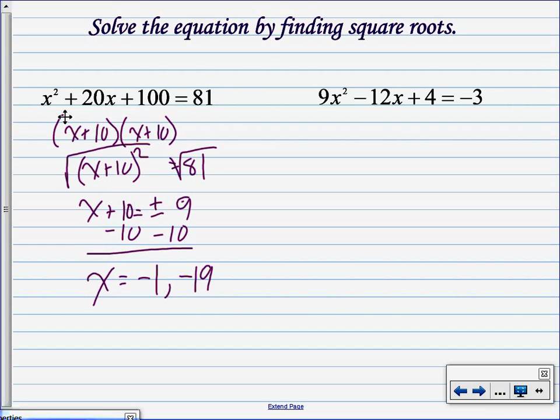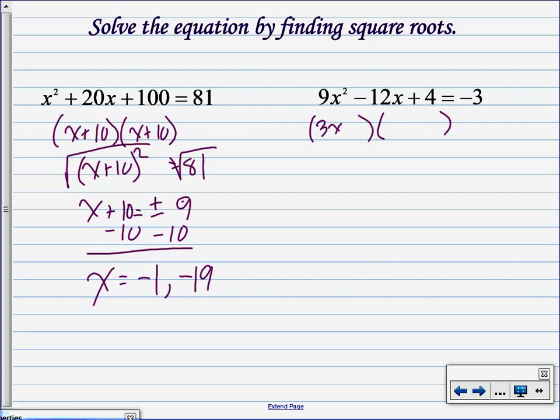Because 10x plus 10x is 20x, right? You want the factors of 100 to add up to be 20. Isn't that 10 plus 10? Okay. So this one factors to be what? Does anybody know?